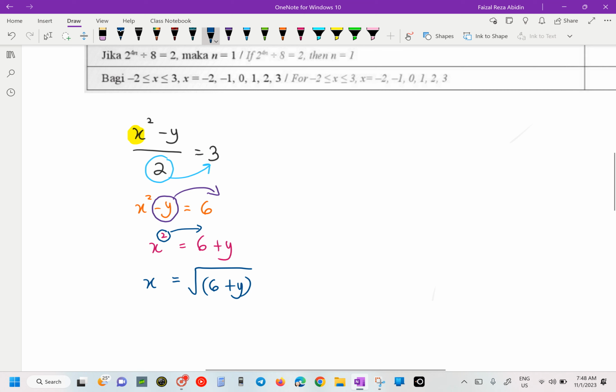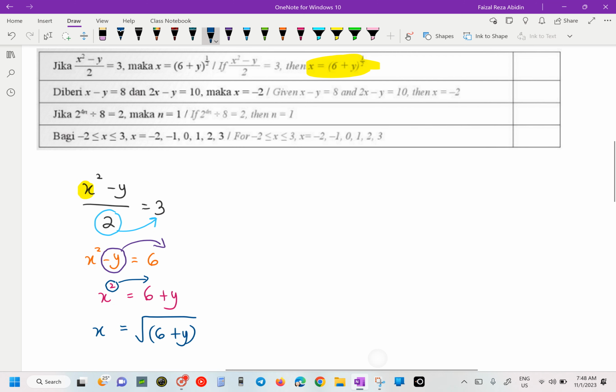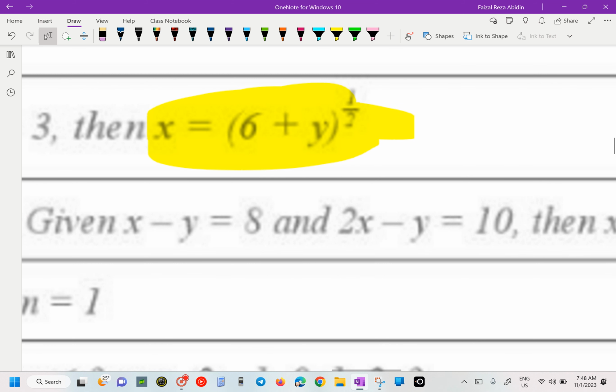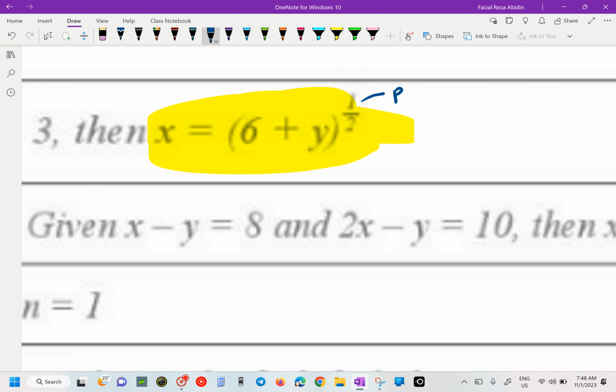But if you look at the equation there, is it correct? Straight away, no. What does it mean by indices of 1 over 2? The power of 1 over 2? This one is power. This one is going to be our square root. Cube roots, isn't it? This is going to be our roots.